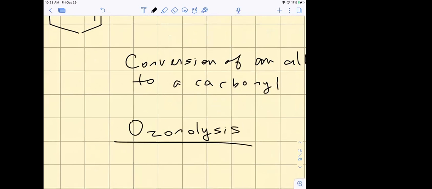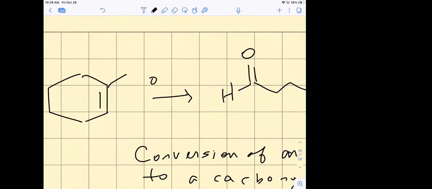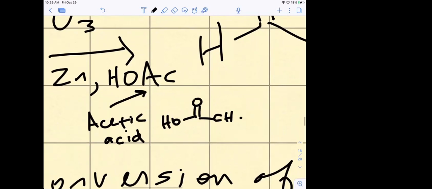So the reagents, I'm just going to go ahead and give you those because we haven't talked about this. O3, so ozone, and then zinc and acetic acid. So when you see HOAc like that, that's the OH part, the hydroxyl part of the carboxylic acid, and this is the Ac part.